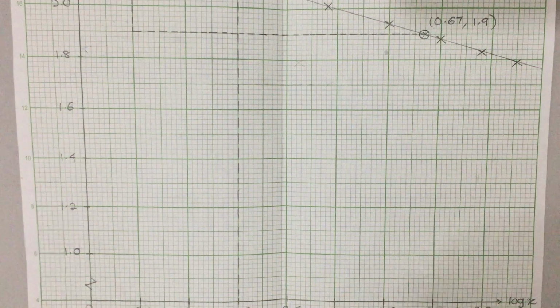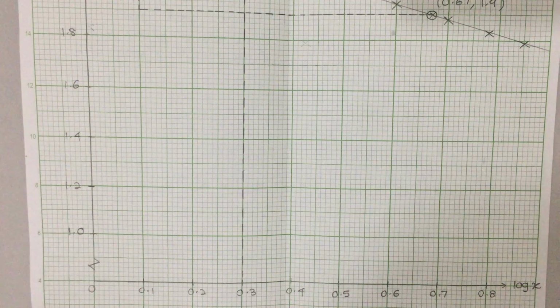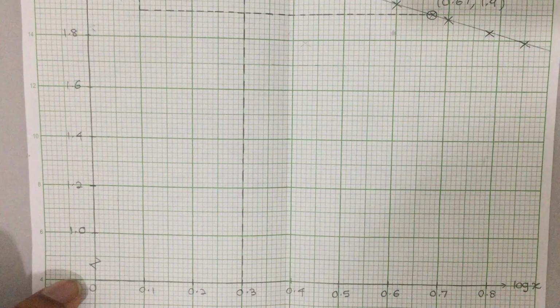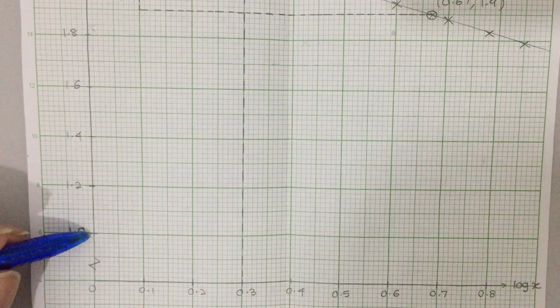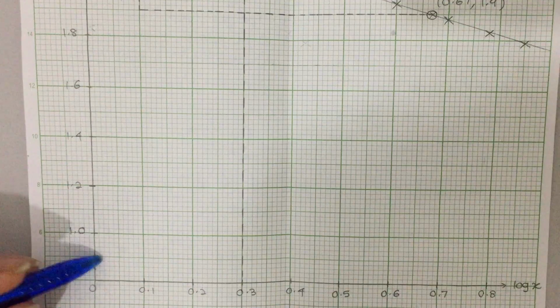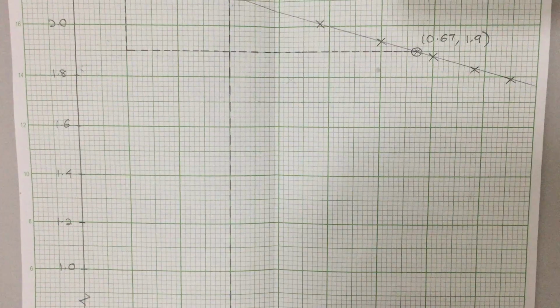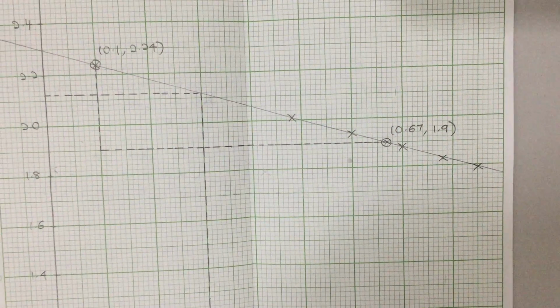There are actually two ways you can plot your y-axis. Number one, you can either start your 1.0 right at the origin over here, or you can start at the top over here, provided that you draw a break symbol over here. There's nothing wrong. You still get back the same answer, guys. Okay, back to the question.